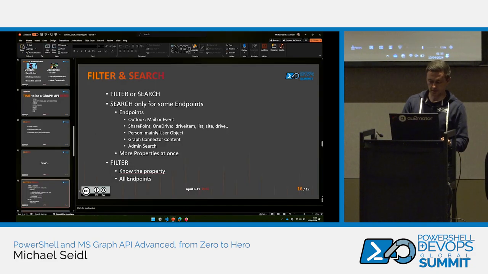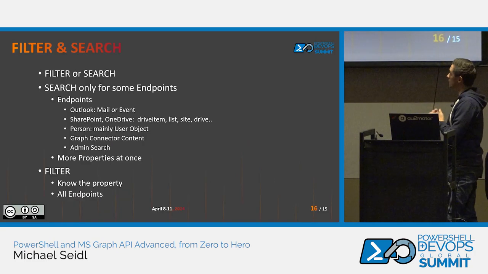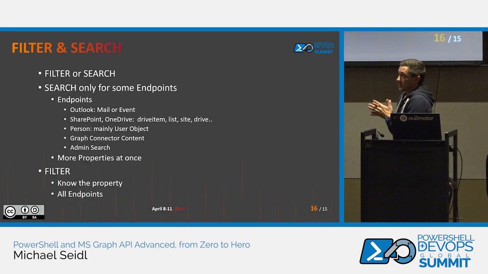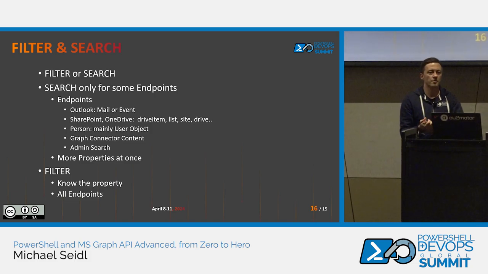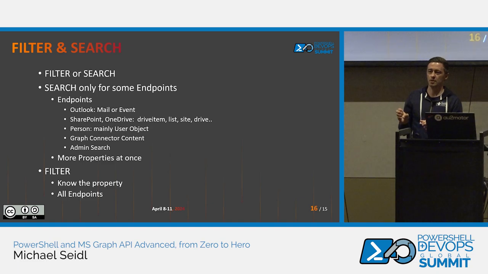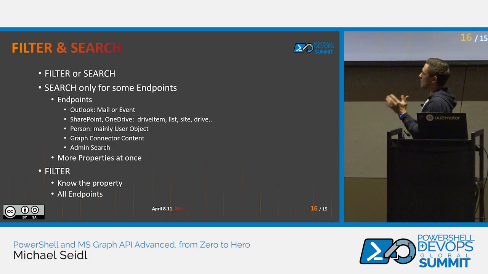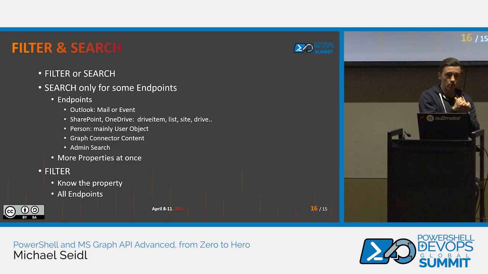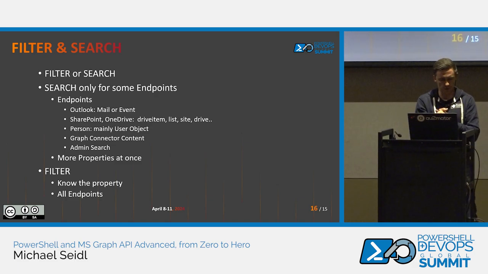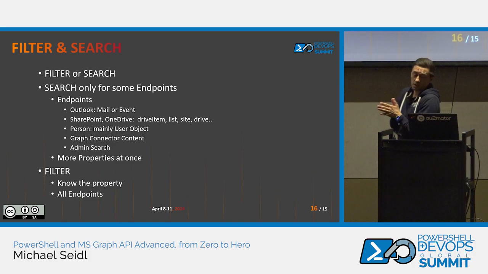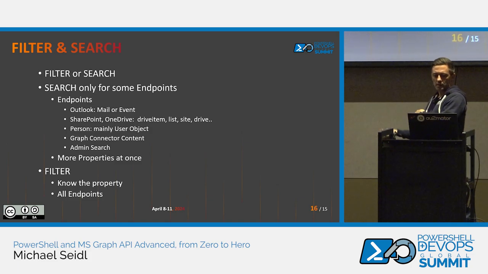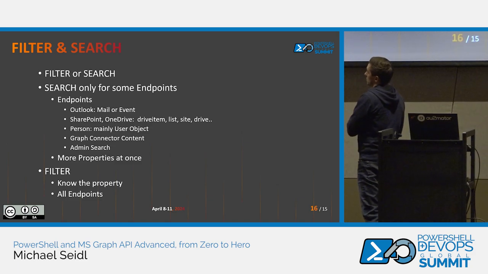Okay, next thing. Filter and search. The first example was to get everything that is there. But there are a lot of cases where you just want a specific object. So during the call, you can add filter parameters to only get a subset of results. There are two different ways to do this, filter and search. Search is only available for some endpoints. And to be honest, before this session, I had never used it. I only did it for this session. Because search is only available for Outlook, so for mail or events, SharePoint, OneDrive, drive item lists, persons, mainly user objects, Graph Connector content, admin search, whatever.